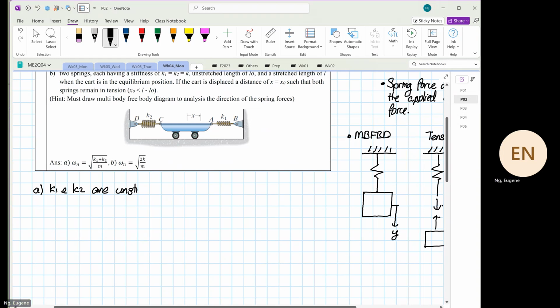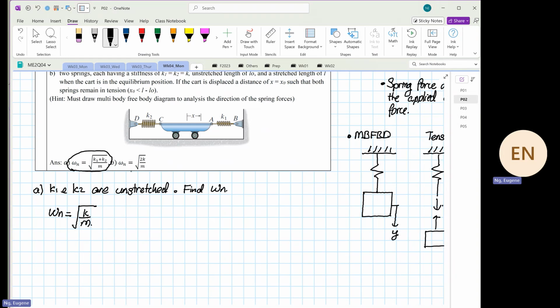Unstretched. Okay. And we have to determine, and then we have to find what is our omega n. And first of all, we know omega n is equal to square root K over M. Okay. So given the answer, omega n for question 1 is square root of K1 plus K2 over M. And then when it is B, it is equal to square root of 2K over M. Okay.